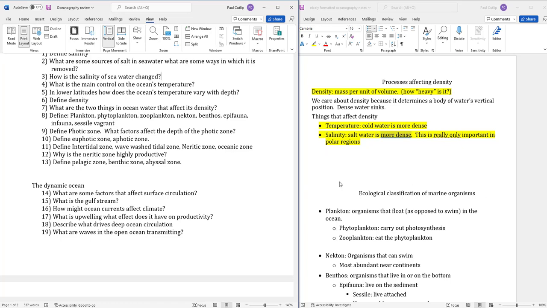And so, of the two, temperature is more important. You have to change the salinity a whole lot to change the density. You really only have to change the temperature a little bit.